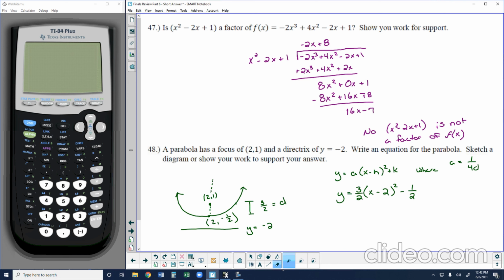And so my value for a is going to be equal to 1 over 4 times 3/2, and 4 times 3/2 is 6. Sorry, 1 over 6. So this equation, y equals 1/6 times the quantity x minus 2 squared minus 1/2, would be the equation for my parabola.